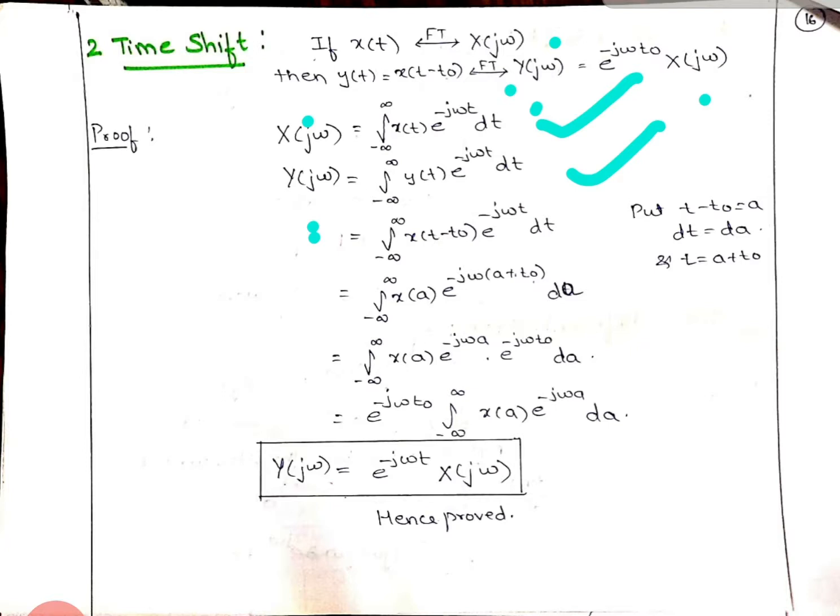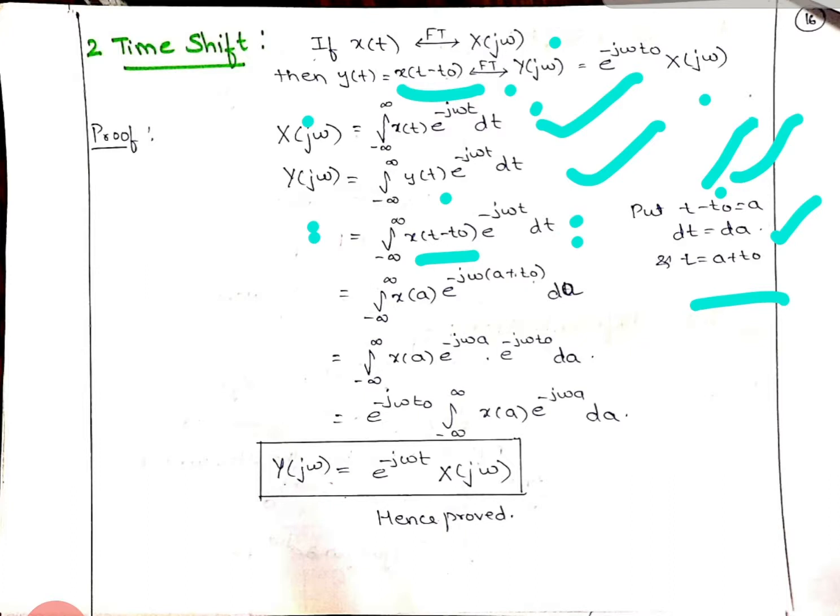Now in the integral from −∞ to +∞, y(t) is nothing but x(t − t0). We are substituting it here with e^(−jωt) dt. Now put wherever t − t0 appears as some value A. You can take anything for A. Now differentiating on both sides, since t0 is a constant, its derivative is 0, so dt = dA. From this, t = A + t0. So we substitute dt = dA and t = A + t0 in this equation.